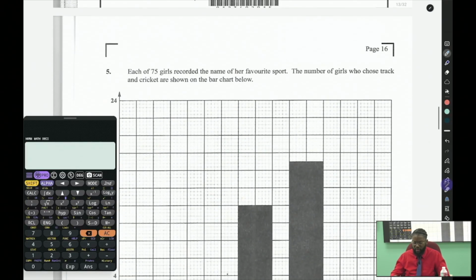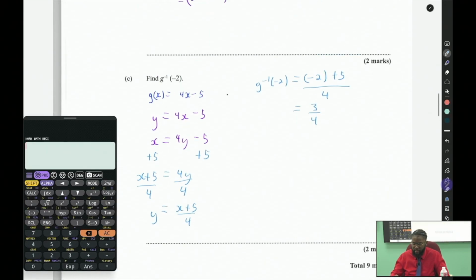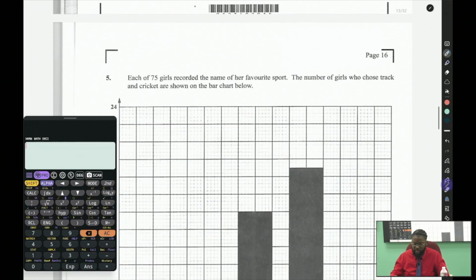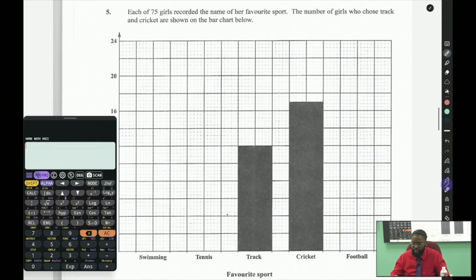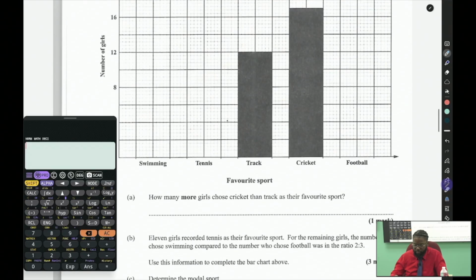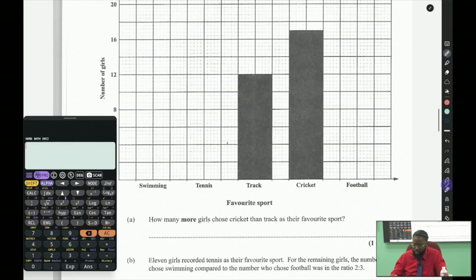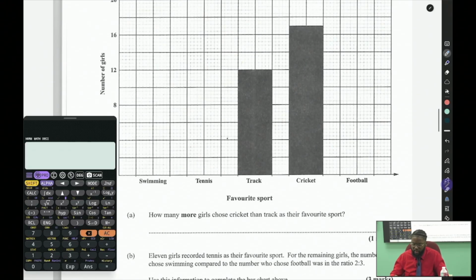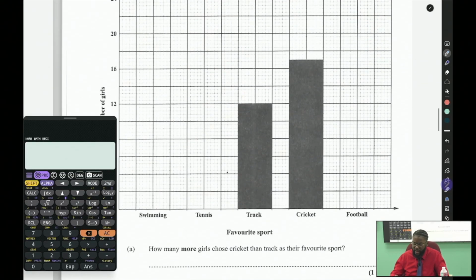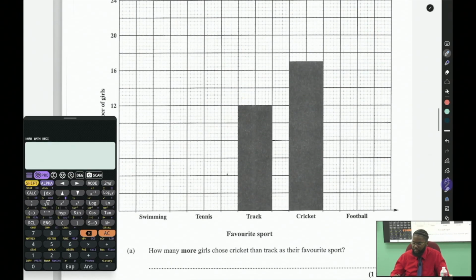Each of 75 girls recorded the name of her favorite sport. The number of girls who chose track and cricket are shown on the bar charts below. So we have swimming, tennis, track, cricket, and football. How many more girls chose cricket than track as their favorite sport?